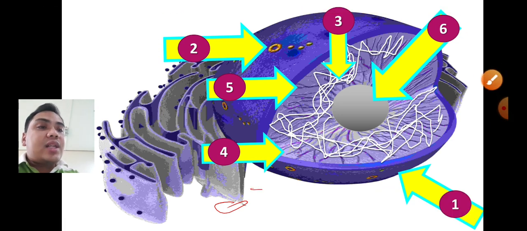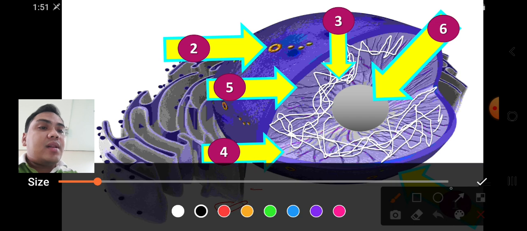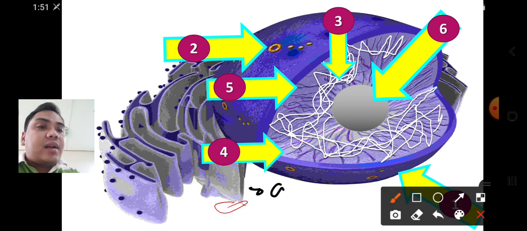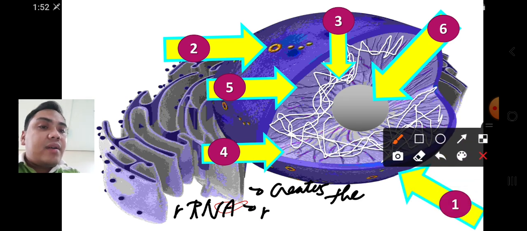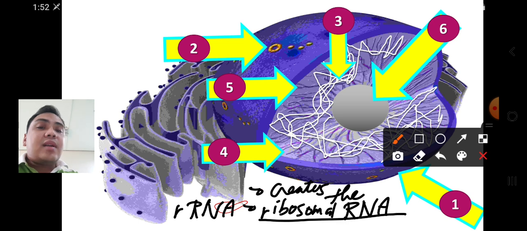Nucleolus is actually responsible for the creation of the rRNA. Okay? So rRNA. rRNA stands for ribosomal ribonucleic acid. Take note, nucleolus is the one that creates rRNA, or the ribosomal RNA.